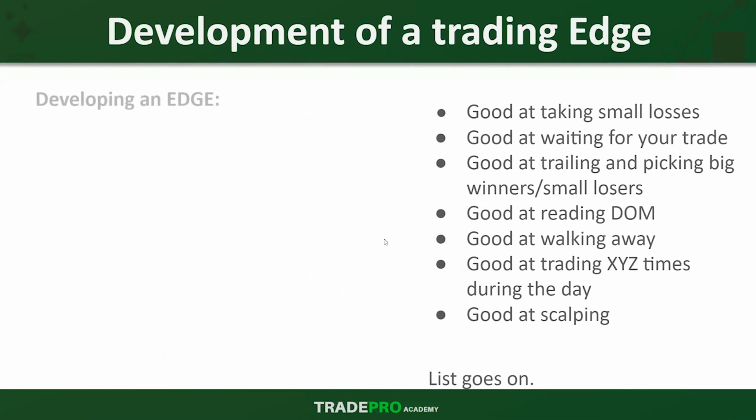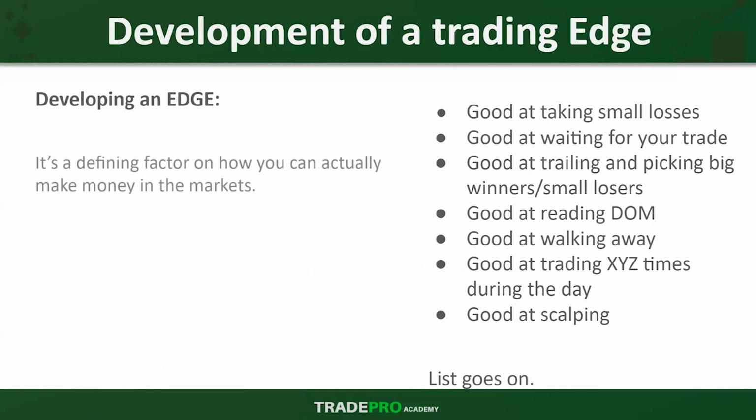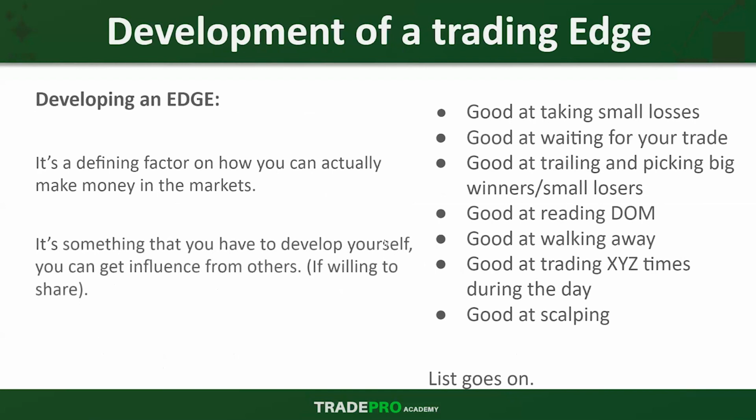But at the end of the day, developing an edge is realistically how you can succeed in the markets, right? And it's going to stem from understanding that the psychological aspect is difficult and something that you do have to work on. The defining factor of actually making money in the markets is an edge, right? An edge, it's something that you develop yourself. You can get influence from others if they're willing to share. You can get help from others, but at the end of the day, no one's going to trade but you, right? You're going to trade your own account, right? You're going to be the one actively doing it.